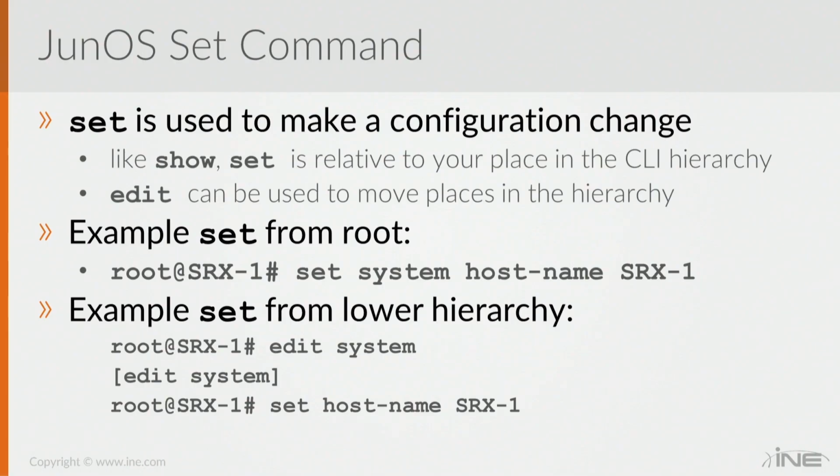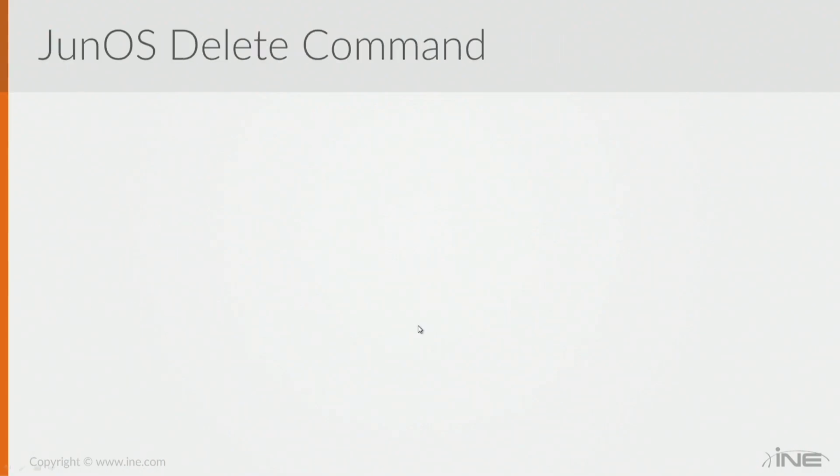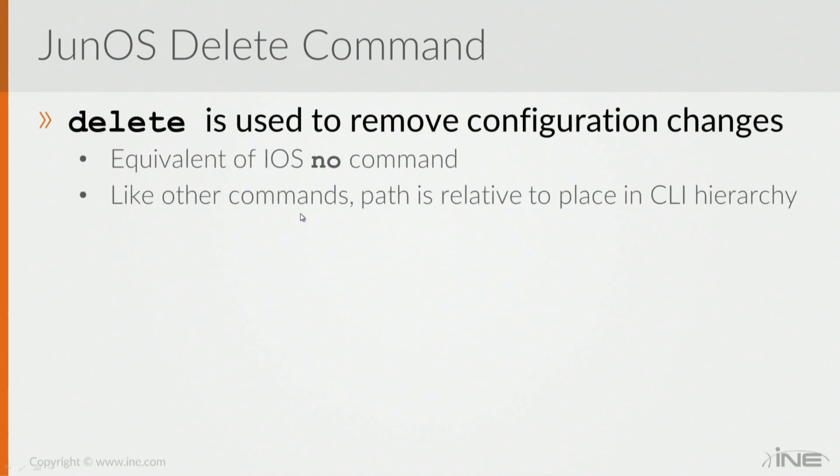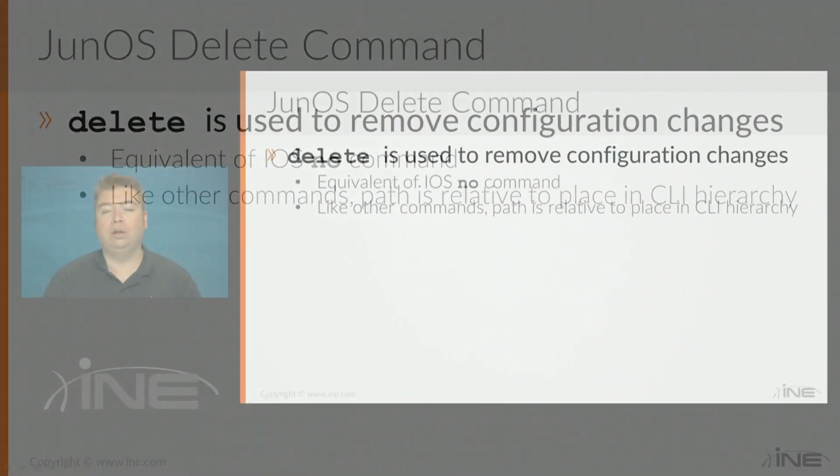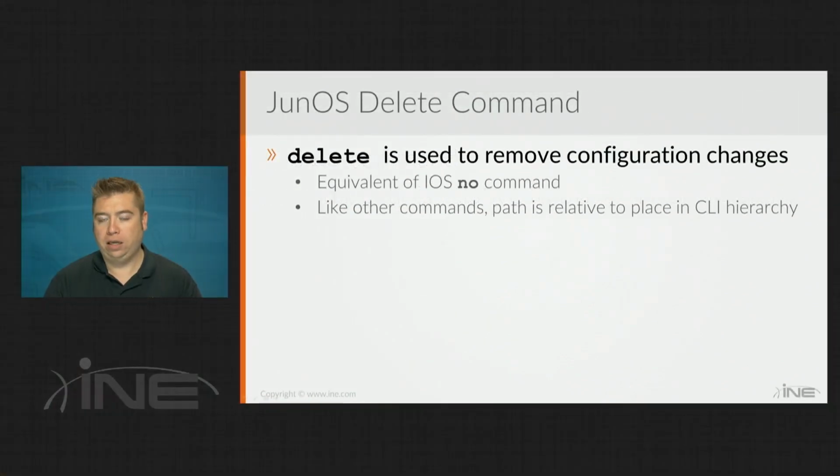Now the opposite of set is going to be the delete command. This is the logical equivalent to the no command in IOS. So if I want to remove an IP address, "no ip address" in IOS, that would be delete, then the interface name, the unit, the family, the address in JunOS. But again, just like the set command, it is relative to your place in the parser's hierarchy.